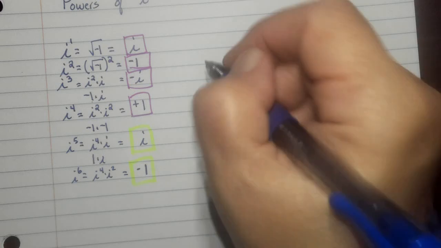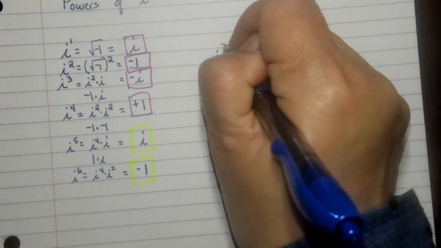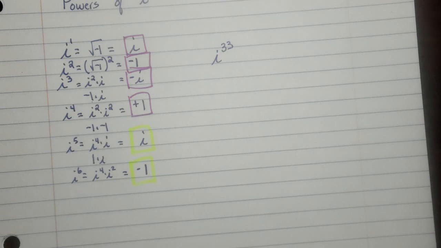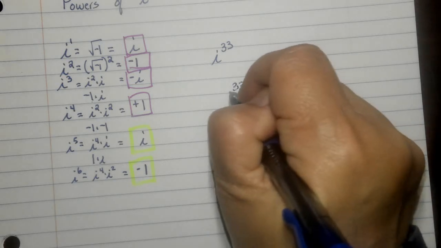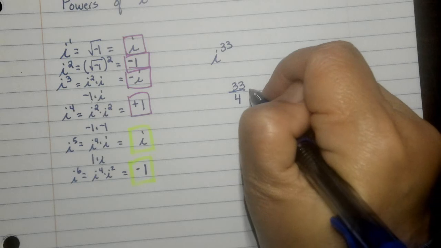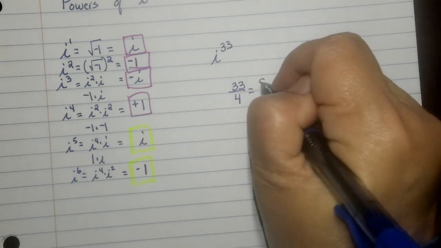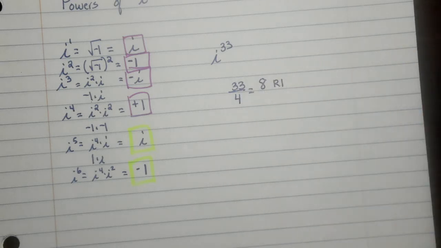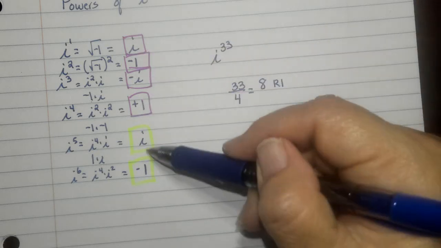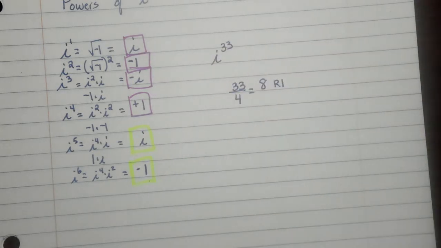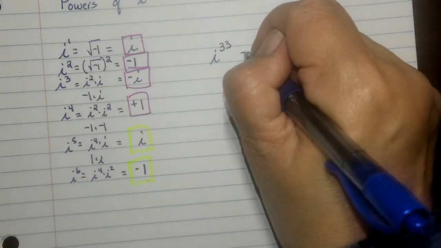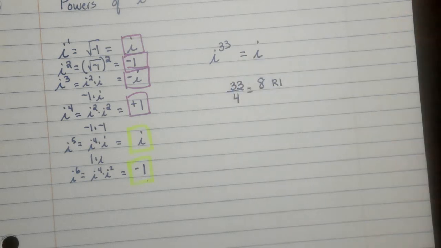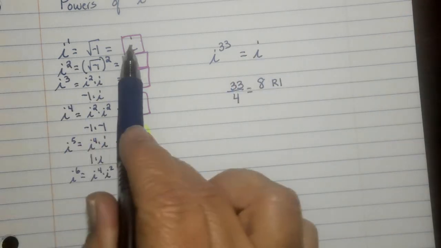So that means you can calculate something like I to the 33rd power. So here's the way I think about it. I take the number 33 and I divide it by 4. 33 divided by 4 goes in 8 times with a remainder of 1. That means I would cycle through this pattern 8 whole times, and then I'd have 1 left. So that's I to the 1st power. So I to the 33rd power equals I, because that's the first one.